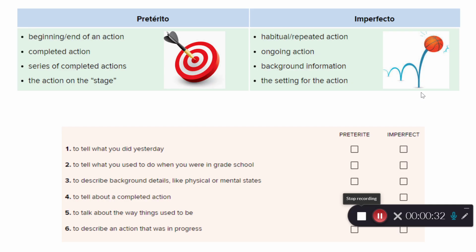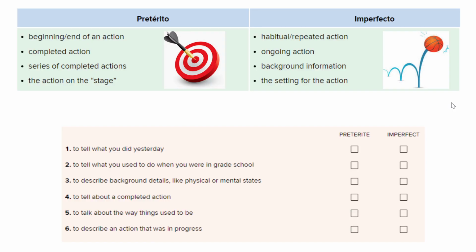Preterite, on the left side, is the beginning and end of an action, a completed action, a series of completed actions, the action on this stage. It's a very specific point in time. You can identify it like a bullseye. The imperfect is something that's habitual or repeated, ongoing, it's background information, or it's the setting for the action, which is bouncing along in the background.